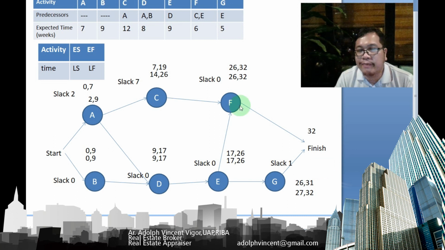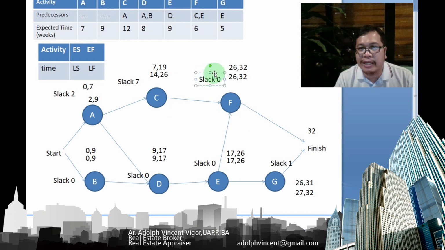Okay, so the slack means, for example, in activity A, it could be delayed for up to 2 weeks. Then activity C could be delayed for up to 7 weeks. Then activity G could be delayed up to 1 week. So the activities here which shouldn't be delayed are B, D, E, and F. Since they cannot be delayed, they represent the critical path of our network.